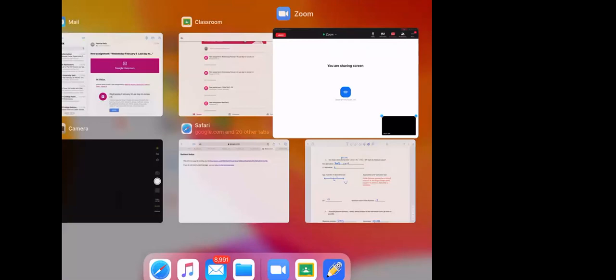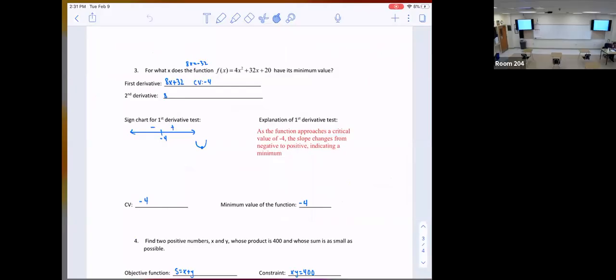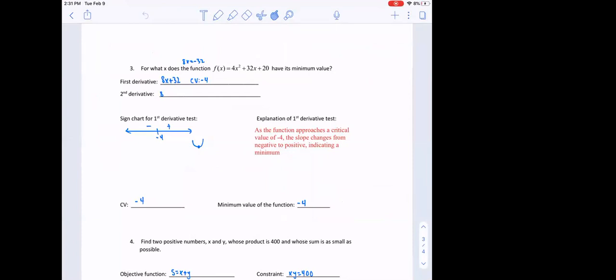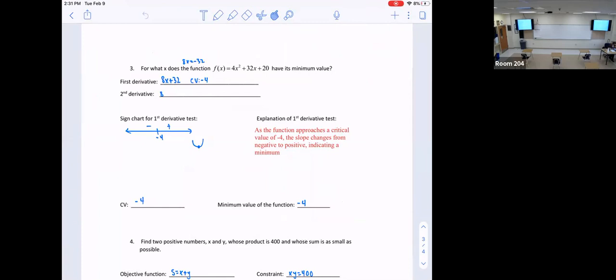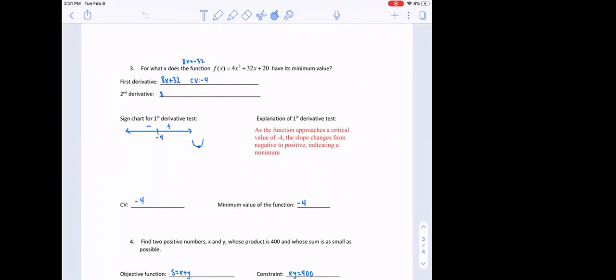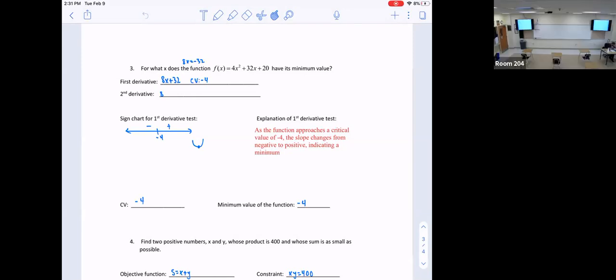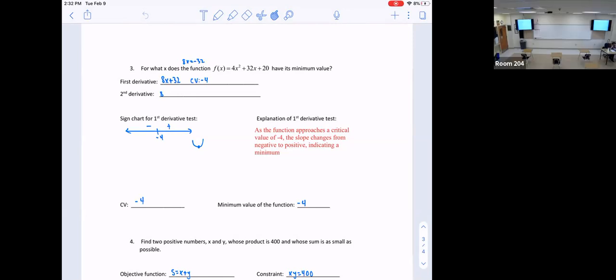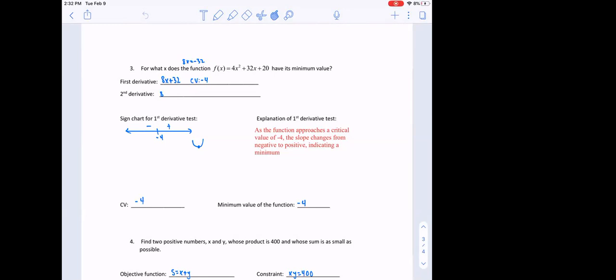Okay, so what's... sorry, I had to go off mute. So for the first part, I just took the first derivative of 4x squared plus 32x plus 20, and from that I got 8x plus 32, and then I set that equal to 0, which got 8x equals negative 32, which makes the critical value negative 4. And then for the second derivative, I just took the derivative of 8x plus 32, and I got 8. Good, and that second derivative has to always be positive so that you know it's a minimum, right? Yeah. That's nice about taking the second derivative right away.